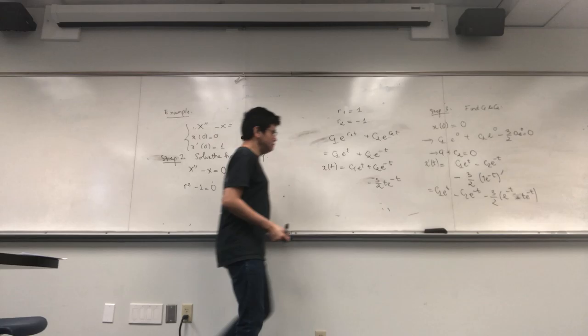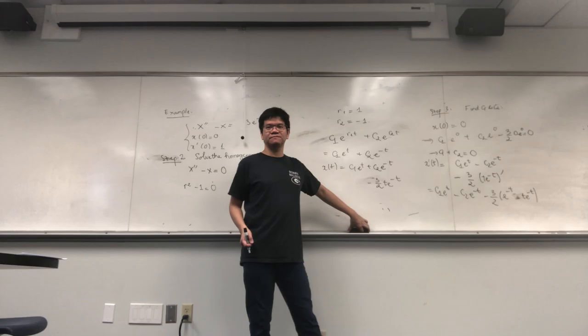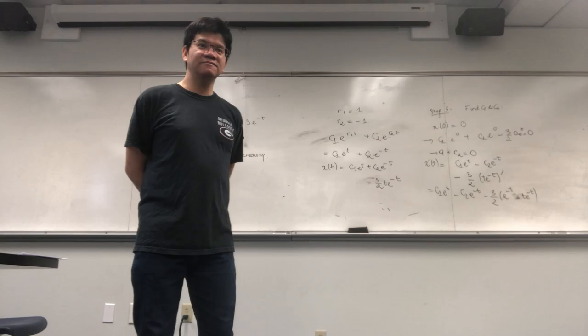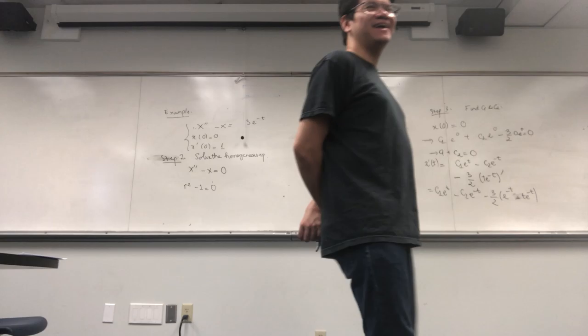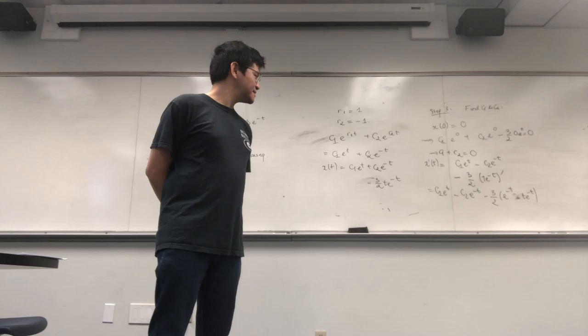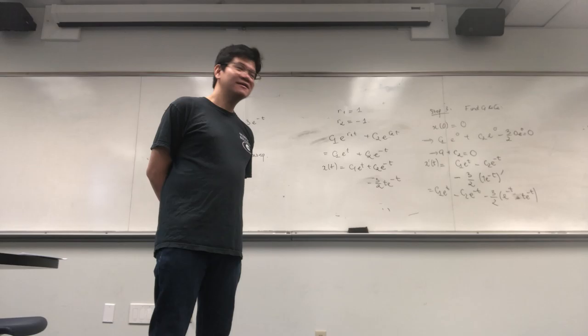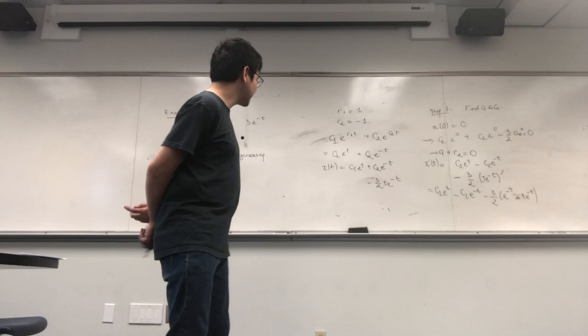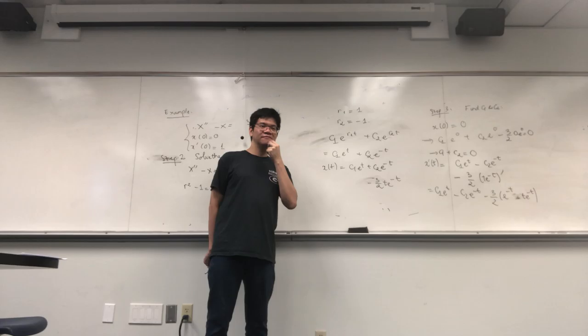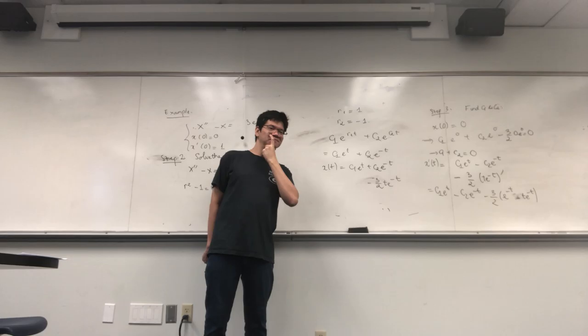Now, what is the second equation for C1 and C2? The first derivative of x: C1 e to the t minus C2 e to the negative t plus 3 over 2 t e to the negative t minus 3 over 2 e to the negative t. But I have to replace t by 0 there, right? Okay, continue. C1 minus C2 minus 3 over 2.